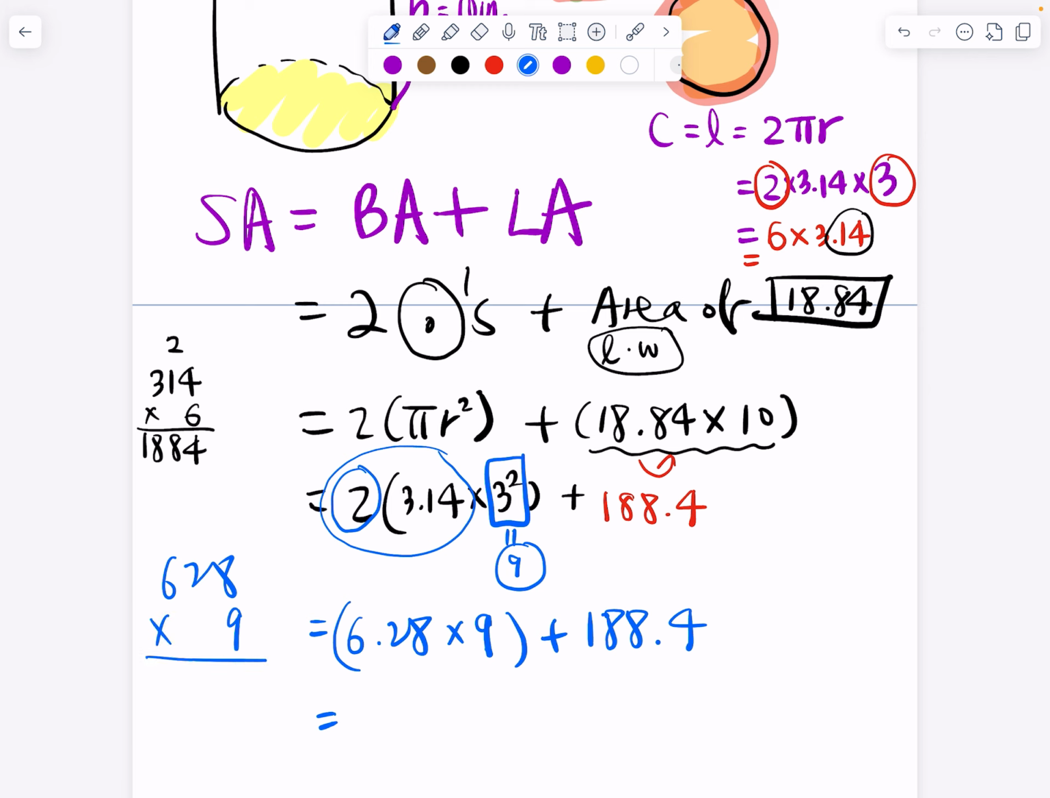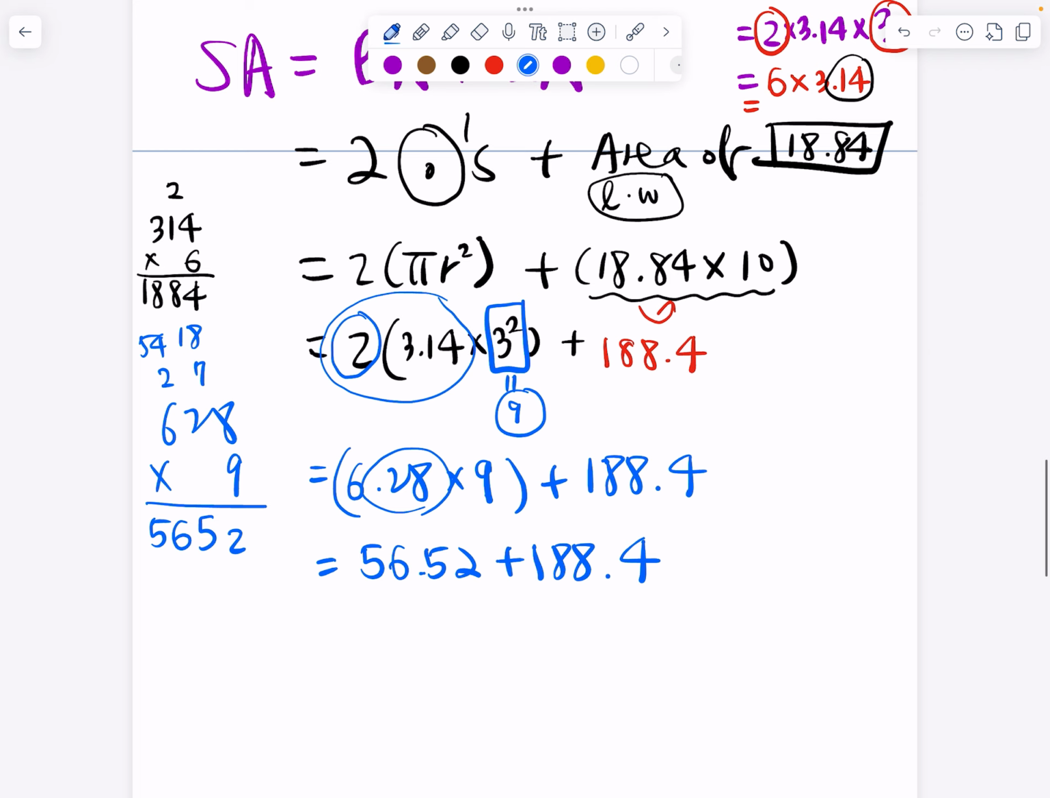You guys saved me. 8 times 9, 72, 7. 2 times 9 is 18, 25, carry over 2. 6 times 9, 54, 56. And what was it? 2 decimal places, so 56.52 plus 188.4. Oh, we're almost there.